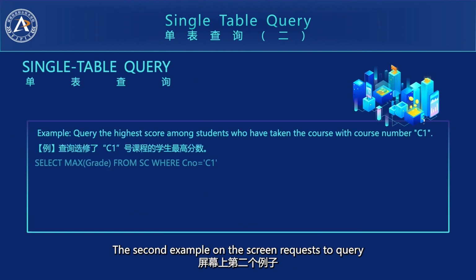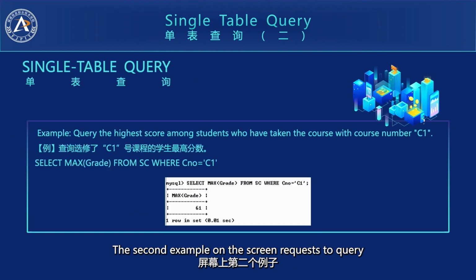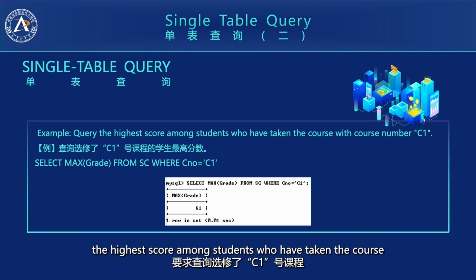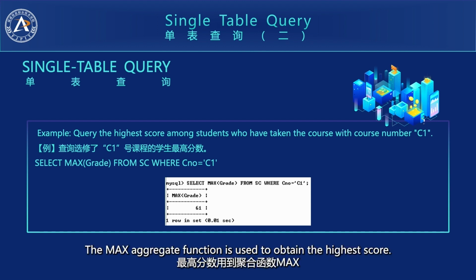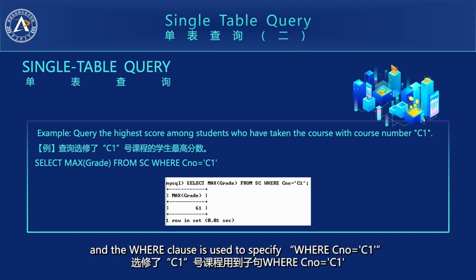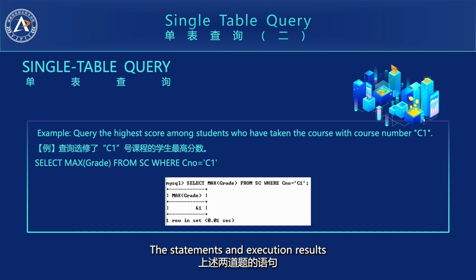The second example on the screen requests to query the highest score among students who have taken the course with course number C1. The max aggregate function is used to obtain the highest score, and the where clause is used to specify where CNO equals C1. The statements and execution results for the above two questions are shown on the screen.